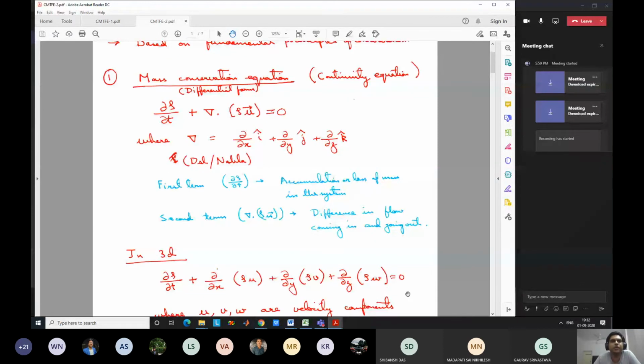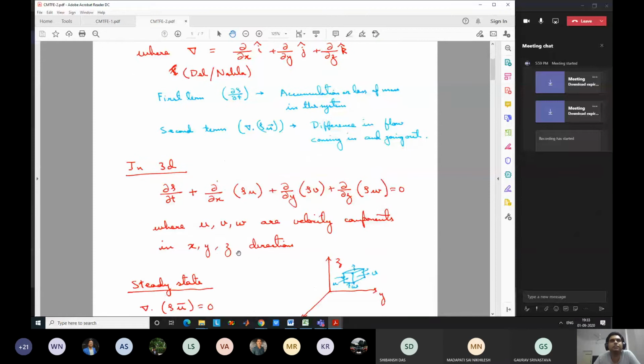If it is a steady state problem, steady state means this term is not present. This term is known as the transient term or unsteady term. This term is not present.